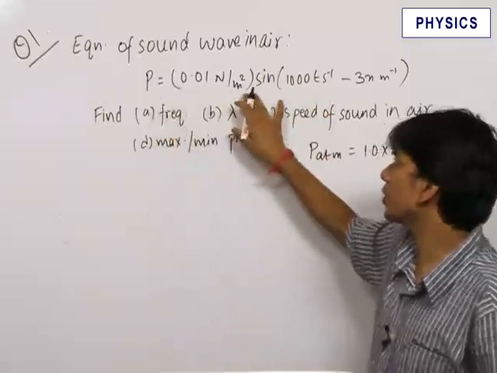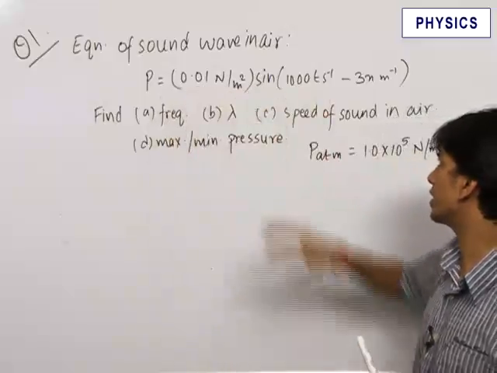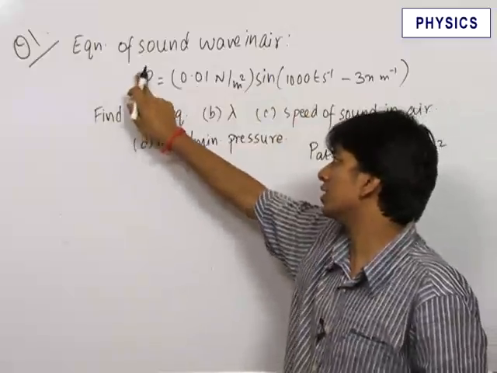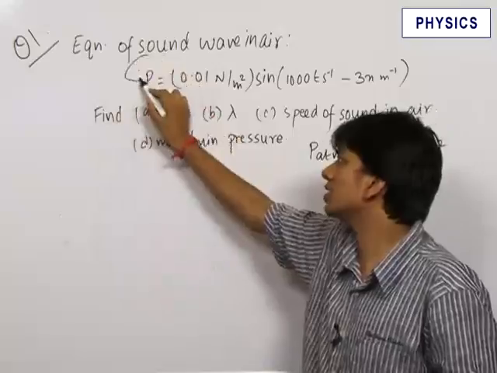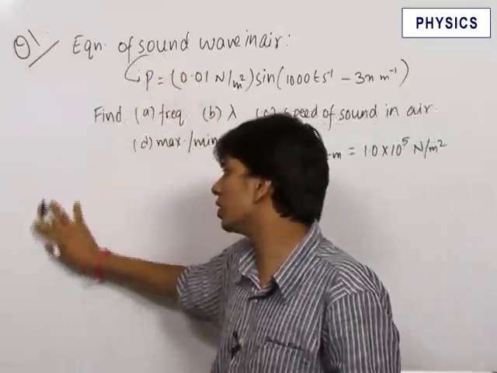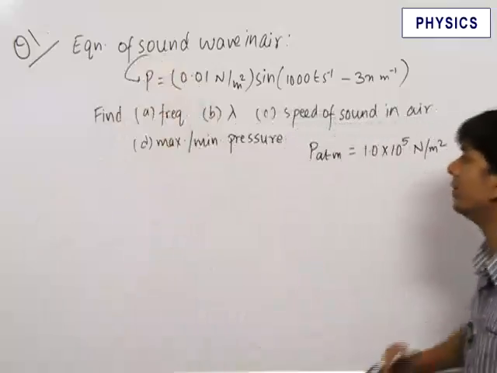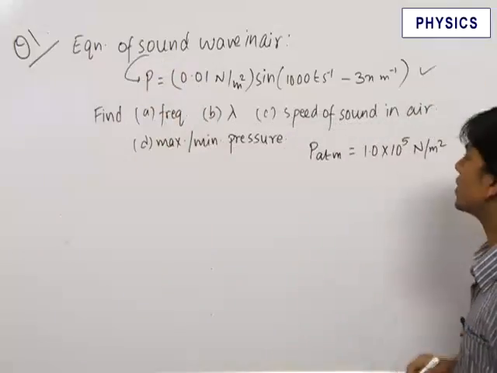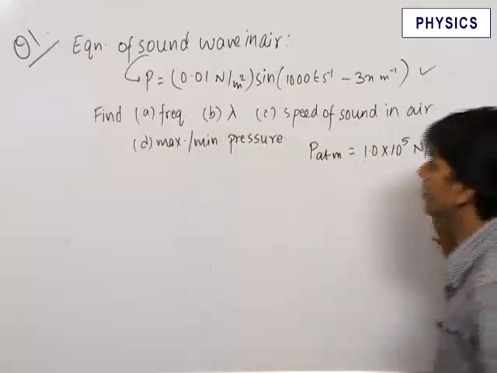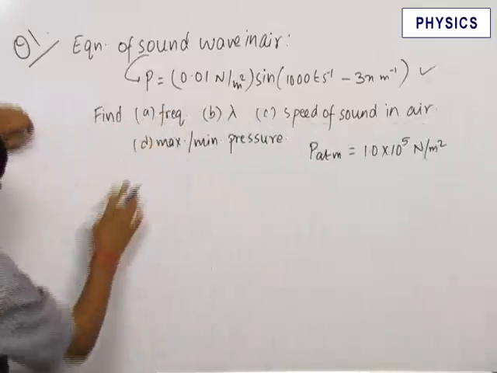P is equal to 0.01 newtons per meter square sine of (1000t second inverse minus 3x meter inverse). Now this is the pressure. Sound wave equations are always written in terms of pressures because that is the most common way. You could also write the equation in terms of displacement, but that is not generally done. Now looking at this equation, we need to find out the frequency, wavelength, speed of sound in air and the maximum and minimum pressure. So let us begin with the first part, that is the frequency.